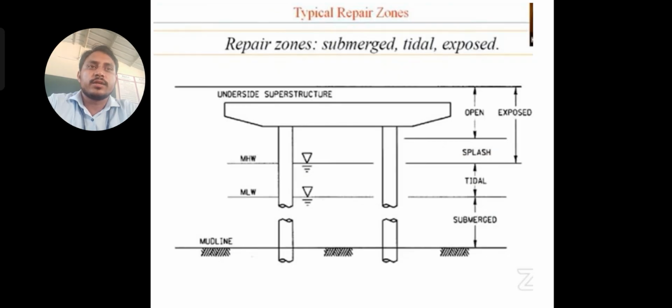And these are the typical repair zones: submerged zone, tidal zone, and exposed zone. The bottom portion to the middle, up to the maximum level of water, is indicated as the submerged level, and above the maximum level of water it is indicated as the tidal zone. Then above the water table is the splash zone, and above the splash zone there is an open area. From the open area on the top surface down to the splash zone, it is indicated as the exposed zone. So these are the types of zones available on an underwater concrete structure.